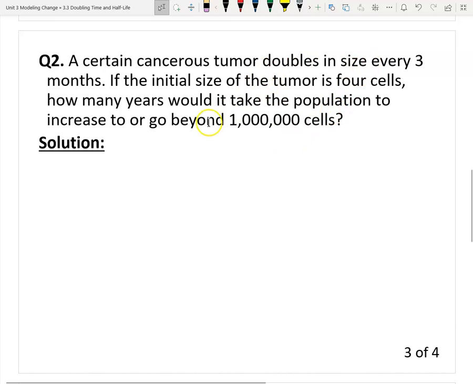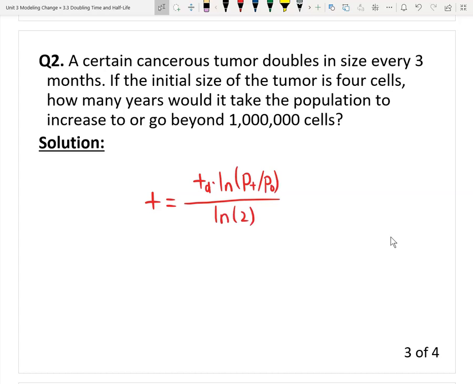Okay, so the question asks how many years, therefore it is the time formula we need. Let me copy the time formula again, which is t equals doubling time TD times ln of PT, the future, over P0, the initial, over ln of 2. Okay, again, let me highlight.